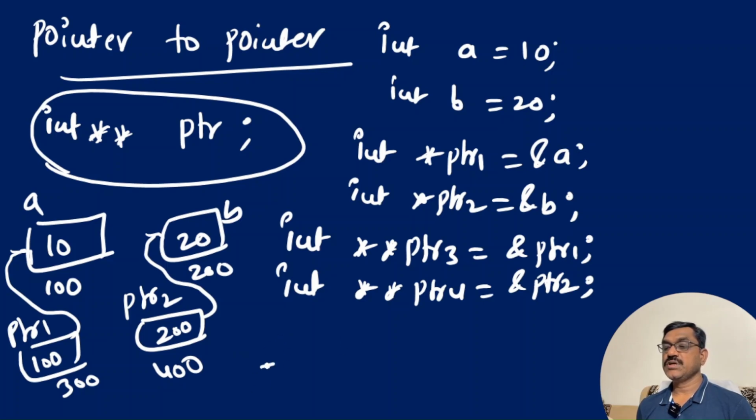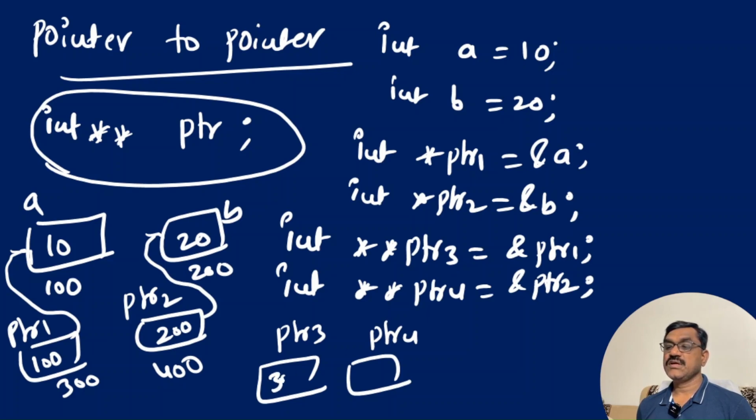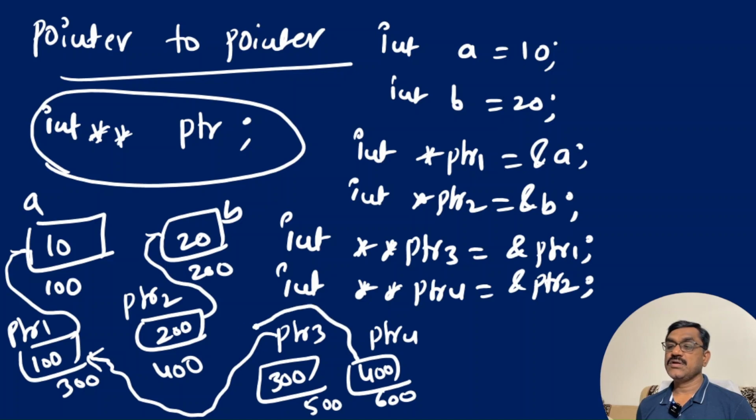After this, assume that we have another two variables like this. This is ptr3 and this is ptr4. ptr3 equals ampersand of ptr1, which is 300, and this is 400. They also have their own addresses, assume 500 and 600. Here ptr3 with double star means it is a pointer to pointer, pointing to ptr1, which is again a pointer to a. Now ptr4 is a pointer to ptr2, which is again pointing to b. So this is the concept of pointer to pointer.